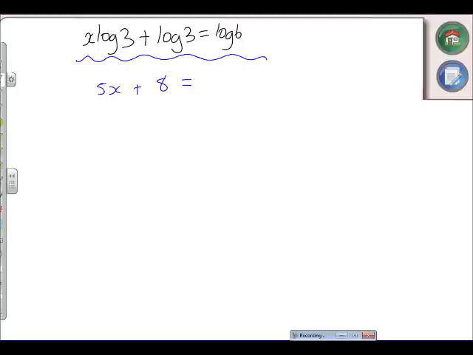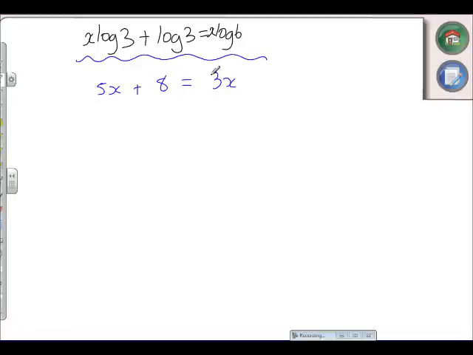Equals. And, oh, that one I missed the x on. Let's put the x back in there. Let's say this one is 3x. We're going to treat this exactly the same. The algebra that you would use for 5x plus 8 equals 3x is identical algebra you would use if there's logs in it. It just looks scarier.